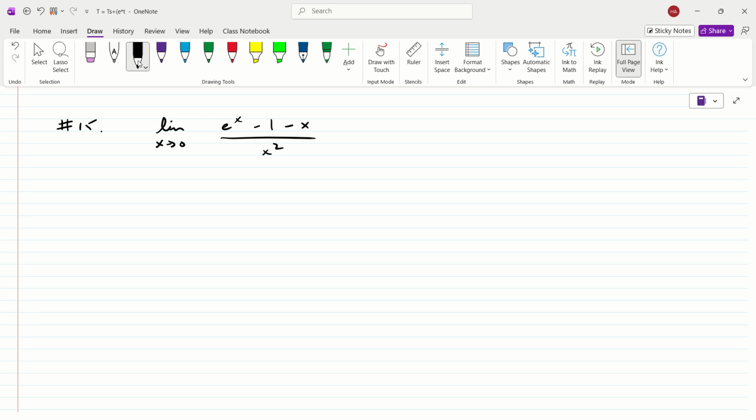We're taking the limit as x goes to 0. The first thing you want to do is plug in 0 into that expression and see if you get a nice number out of it. Plugging in 0 to the top, e to the 0 is 1. 1 minus 1 minus 0 gives you 0 on the top. On the bottom, 0 squared is 0. So this is a 0 over 0 indeterminate form.